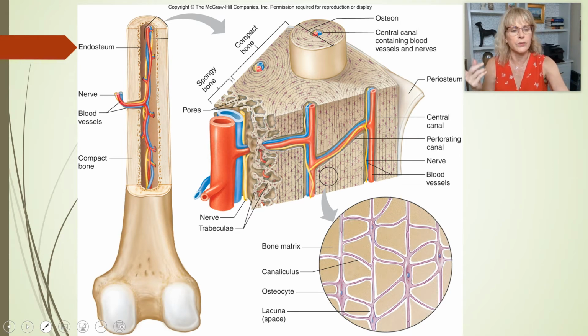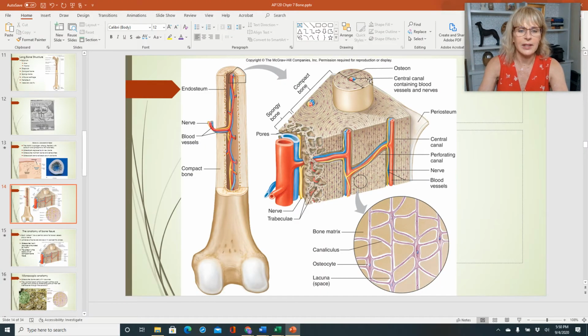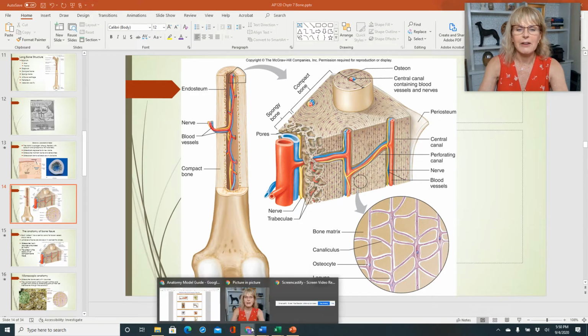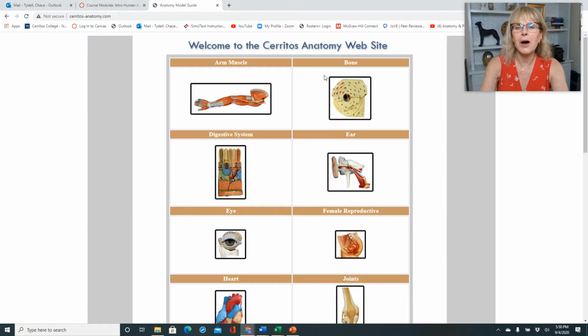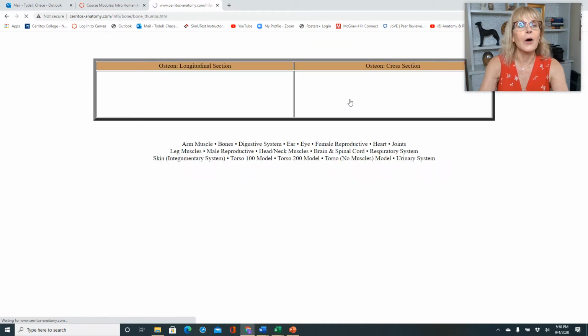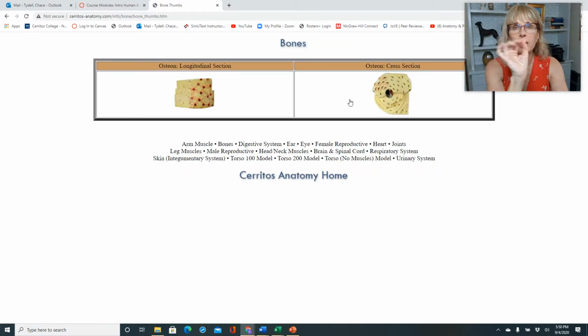Now, osteons, actually, there's a model in the lab. Let me show you. In our lab, there's a heavy plaster model of an osteon. Oh, by the way, this website is cerritos-anatomy.com. It's not particularly useful for bones, but once we get to muscles and everything anatomy after that, it's very useful. But for bone, all it has here are the two cross sections of the osteon.